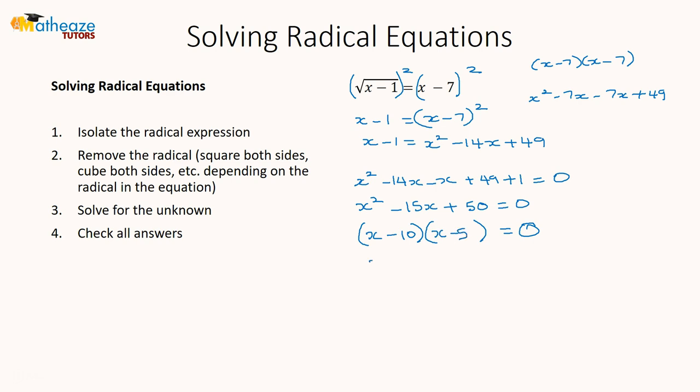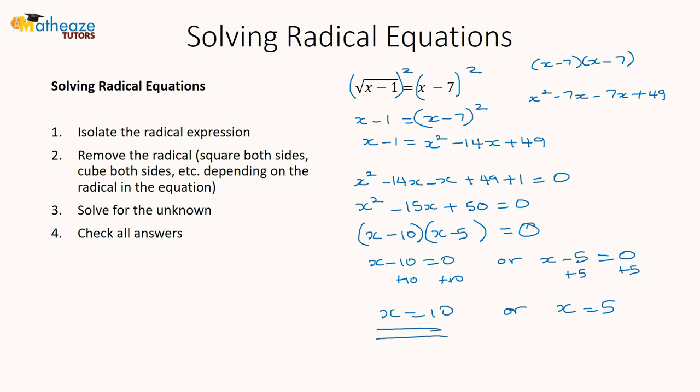So what we now have is x minus 10 equal to 0, or x minus 5 equal to 0. We add 10 to both sides, so x is equal to 10, or we add 5 to both sides, x is equal to 5. So these are possibilities. It says check your answers, so we're going to plug these answers back in under the square root sign, replacing x.